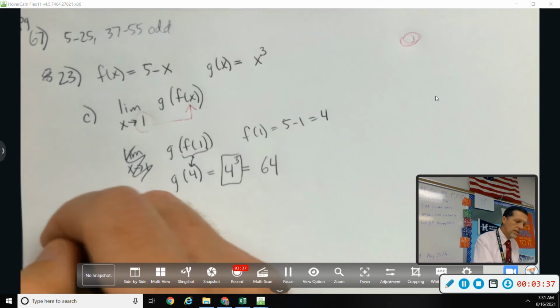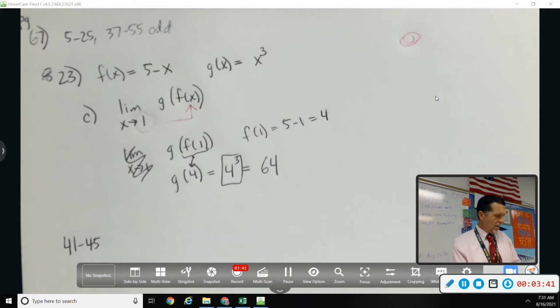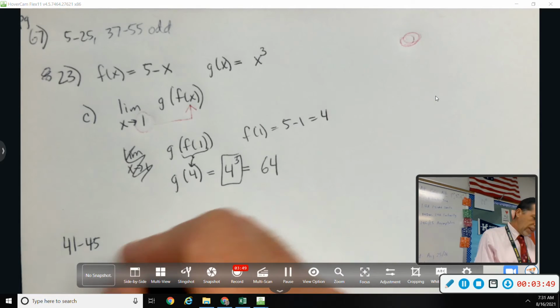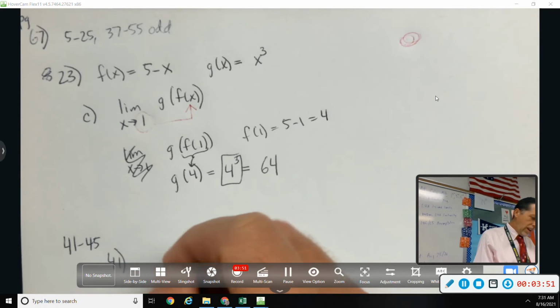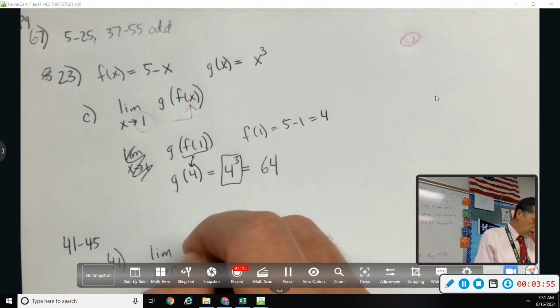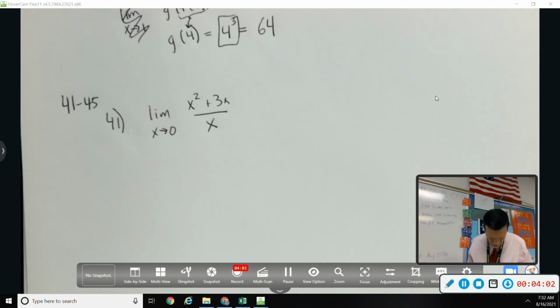41 through 45, the wording was really weird. I didn't really understand what it was asking for. Write a simpler function that agrees with the function at all but one point. Then find the limit of the function. Yeah, that is kind of a strange way to ask what they're trying to ask. 41 to 45, they're all similar. So find an equation that's similar to that except at one point.